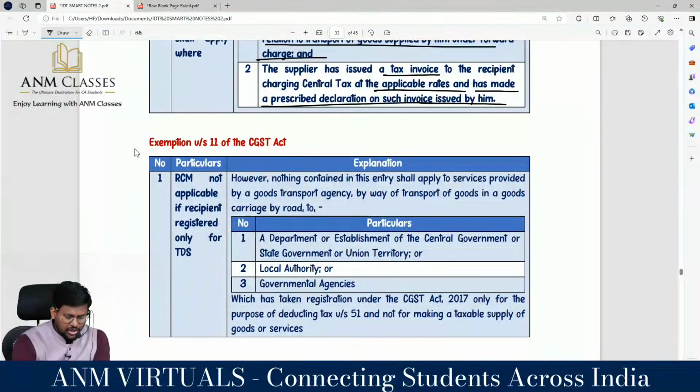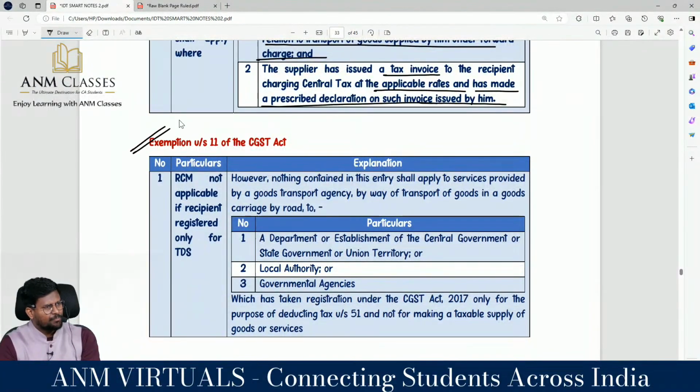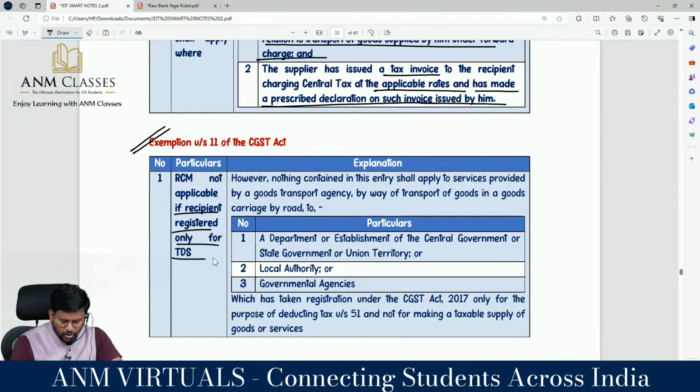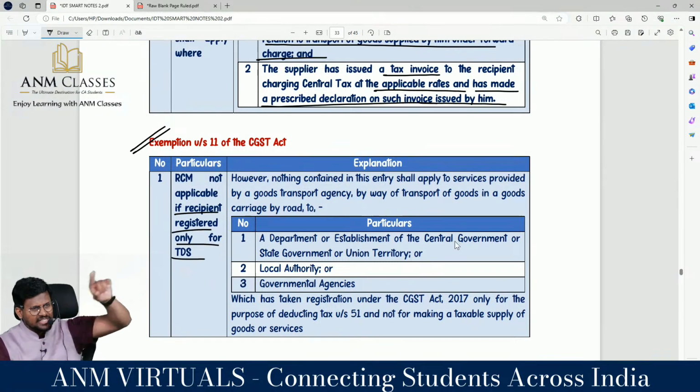Sir, exemption under section 11 of the CGST Act. Service provider is GTA. Service recipient is this guy. It is exempt from GST. RCM is not applicable if the recipient is registered only for TDS, because among the 7 specified persons, one is a registered person. If that registered person has taken registration only for the purpose of deducting tax under section 51, the RCM provision will not be applicable.